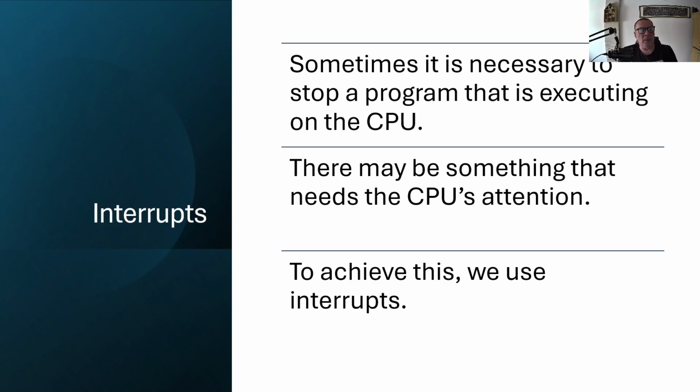Okay, so interrupts. Interrupts are necessary because sometimes we want to stop a program that's executing. Remember, it's going through this fetch execute cycle continuously, a never-ending process of trying to find out what the next thing is and do it and do it and do it. But sometimes we want to suspend or stop what's currently being done in order to do something else. There may be something that really needs the CPU's attention, and we need a way of being able to do that. So we use interrupts.